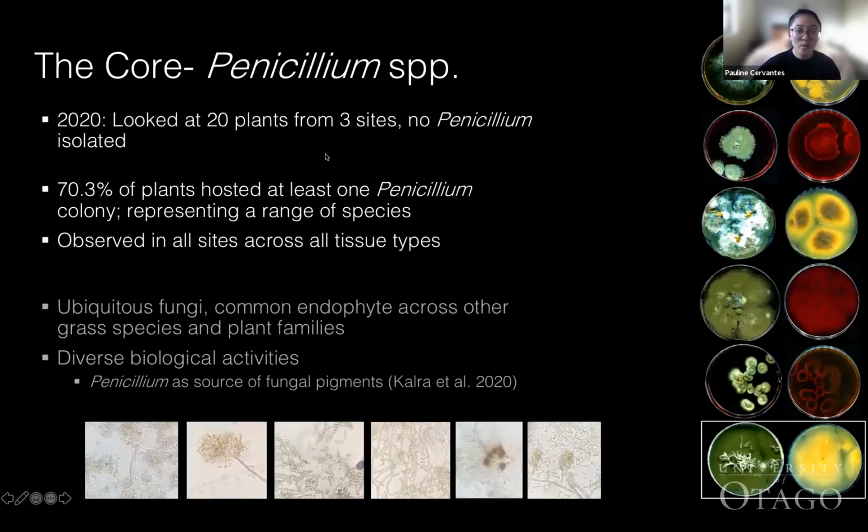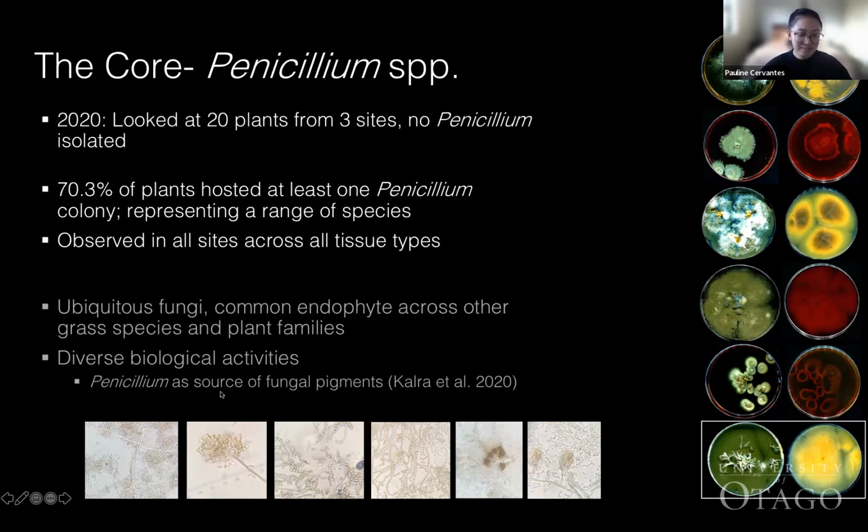So another core group is Penicillium. Back in 2020, I didn't find any Penicillium, but this time around 70.3% of plants hosted at least one species of Penicillium, and there's a huge diversity that I was able to isolate, as you can see from the colonies here on the right. However, there was one particular colony morphology which I observed more consistently within plants of each site and between sites as well. And they were also observed across all tissue types.